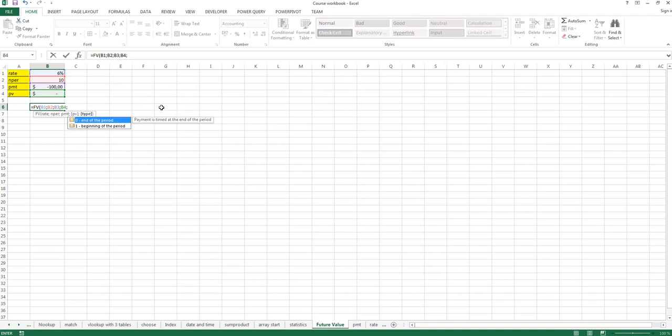So, but let's just use the default value of 0, close parenthesis, press enter, and at the end of the 10 years, we get $1,318.08 back. Okay? So that's the first financial function, future value.